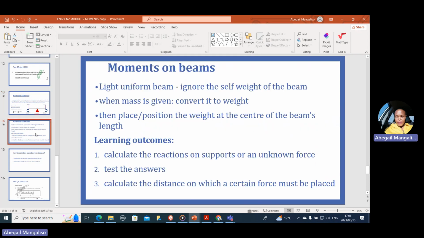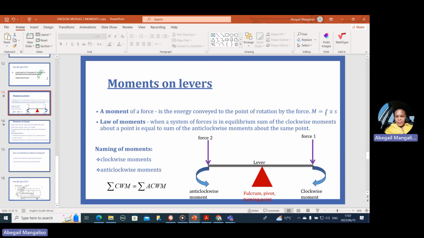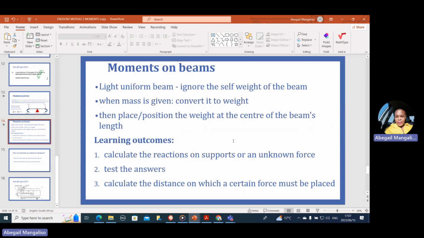Let's have a look at the next slide, the information regarding the moments on beams. If a question says this is a light beam, it means you ignore the self-weight of the beam. You ignore the weight of the beam. If the mass of the beam is given, you always convert it to weight because this law of moments uses a force and a distance, not a mass and a distance. So you always convert it to weight so that you can get the Newton.